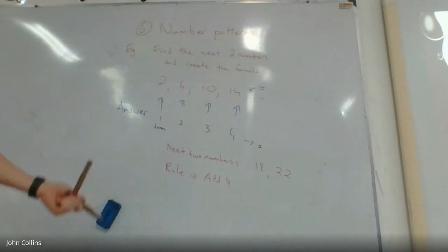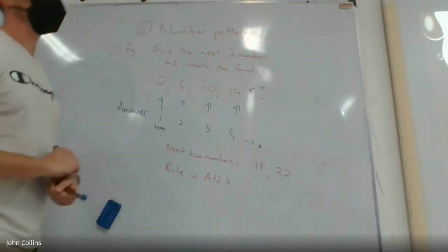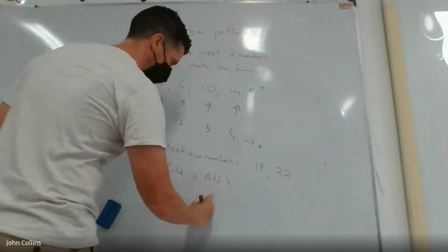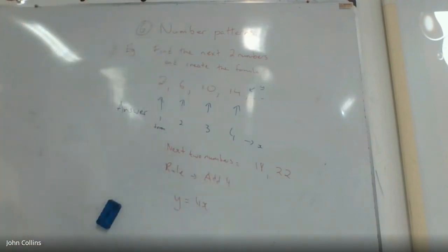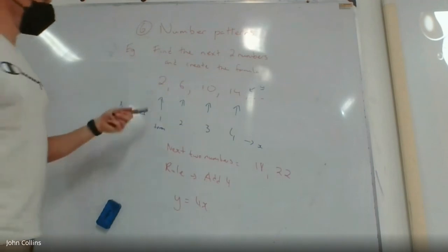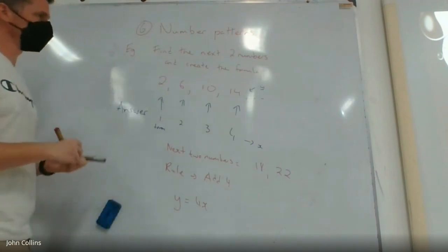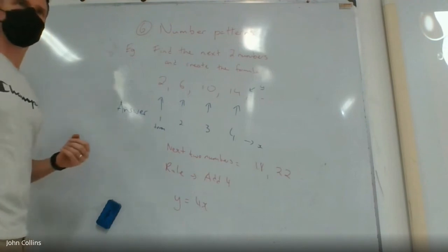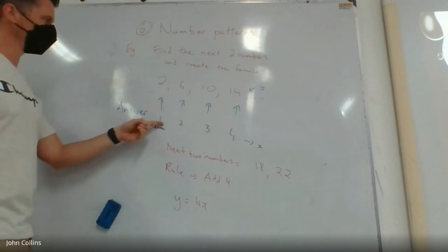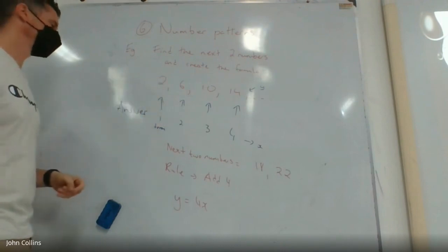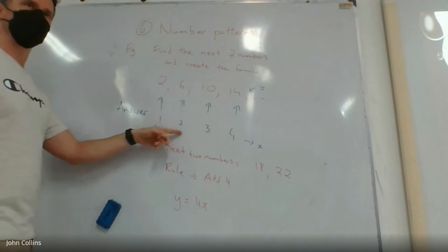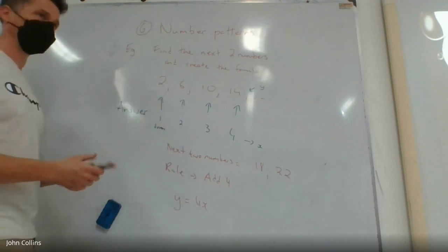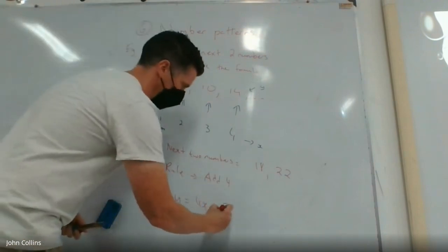If the rule is add 4, what must be in the formula? 4x. Y is equal to 4x. That's my starting point in the formula. How far away from my answers is 4x? 4 times 1 gives 4, not 2. Always minus 2. 4 times 2 gives 8, not 6. So I've got to subtract 2 in my formula.